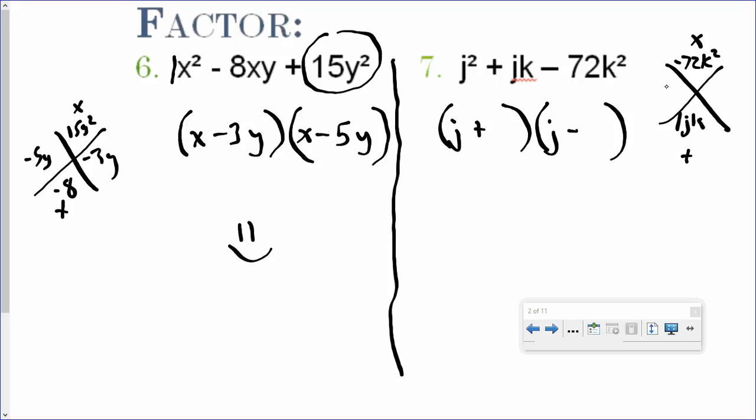So what multiplies together? How about 9 and 8? That's easy enough, right? 9 times 8 makes 72, but it's going to have to be a k with it, right? 9k times 8k makes a 72k squared. But one of them will have to be negative and one of them will have to be positive. Now remember, when I find the sum, it's going to make a positive one. That gives me the clue that the 9 is going to be positive, the 8 is going to be negative, because that makes the sum a positive one. So here's our solution, j plus 9k times j minus 8k. I hope that this is making sense for you guys.